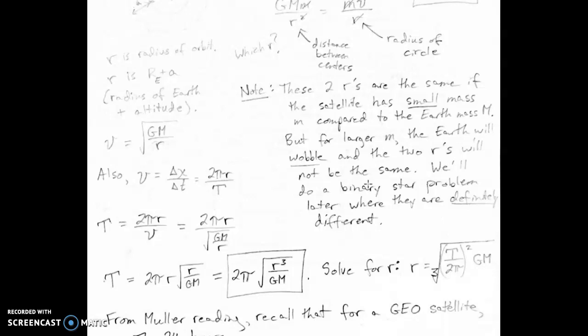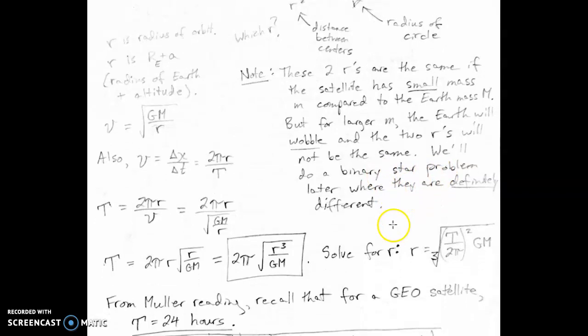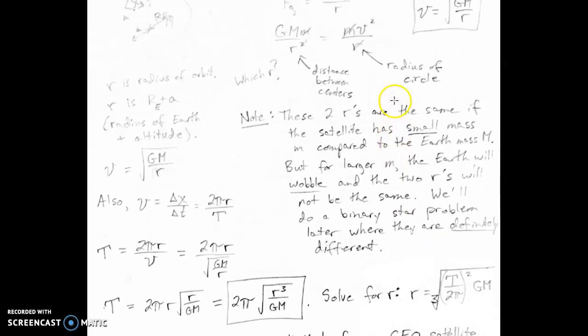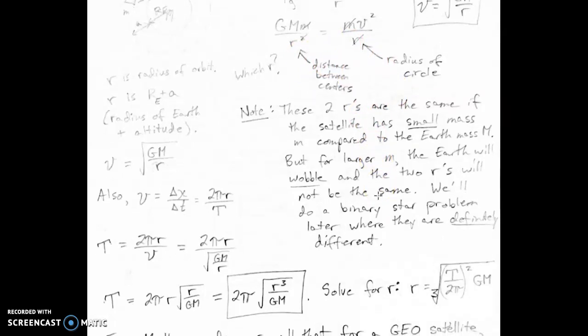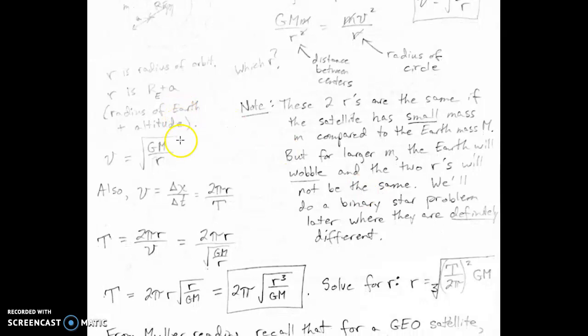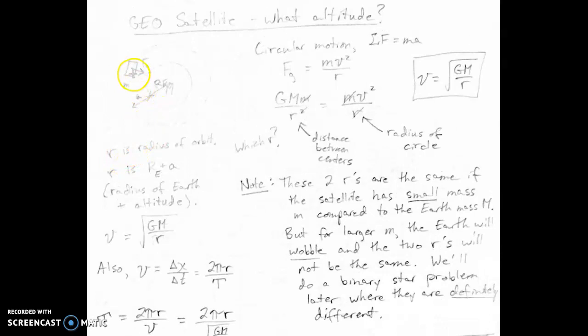But once you get a larger satellite, or a more extreme example would be the binary star problem we're going to do later, the r's are definitely different when you have a larger satellite. We'll see that later. Okay, but now we're making this assumption they're the same. And just to remind you that when we talk about that r, that's the sum of two distances, the radius of the Earth plus the altitude. Okay, we're calling it r right now.